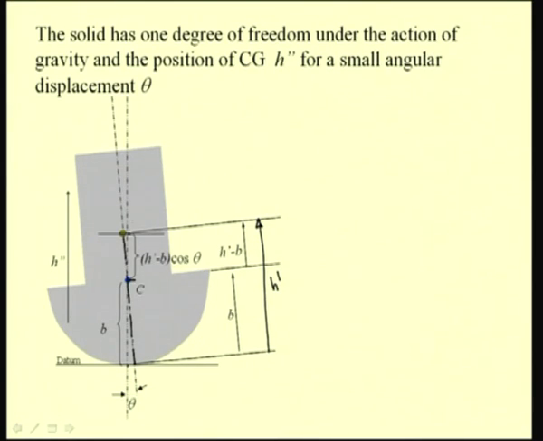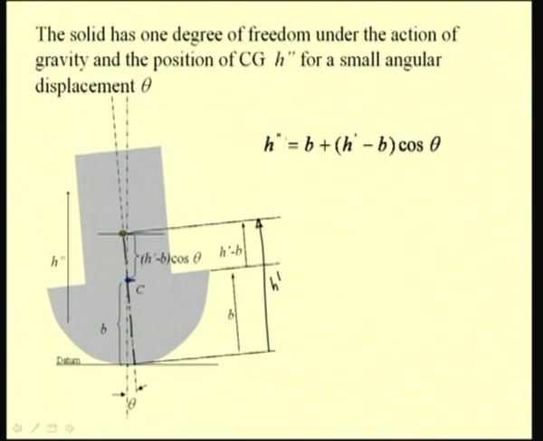So, the location of the CG with respect to the datum, if we term it as h double prime, is equal to this distance, that is b, plus h prime minus b cos theta. So, this expression gives the location of the CG of the composite solid with respect to the datum surface for any angular displacement, say theta.